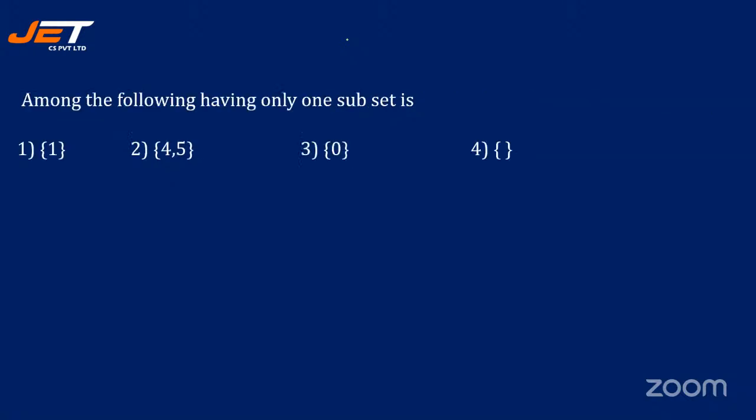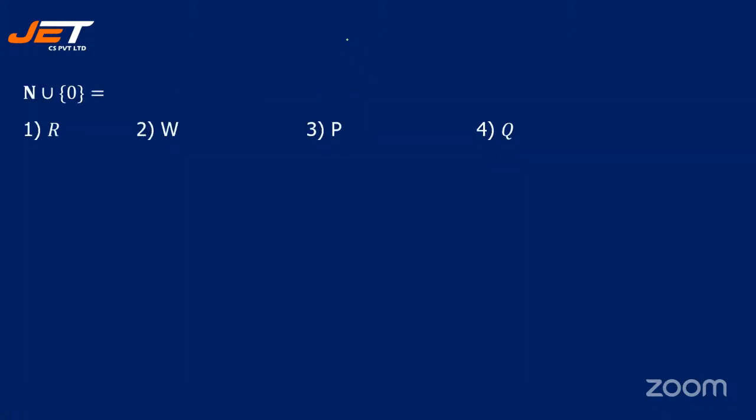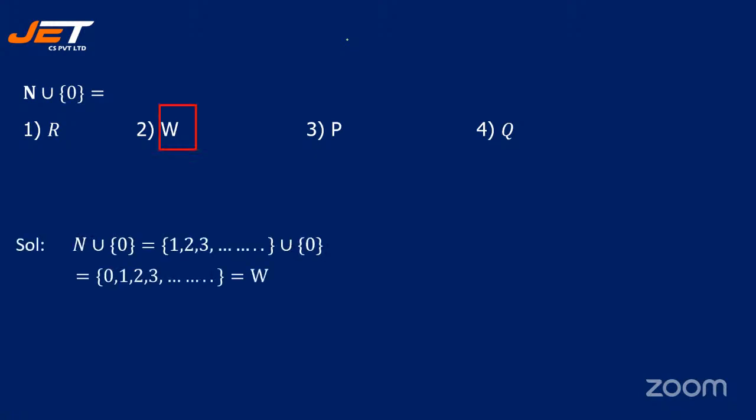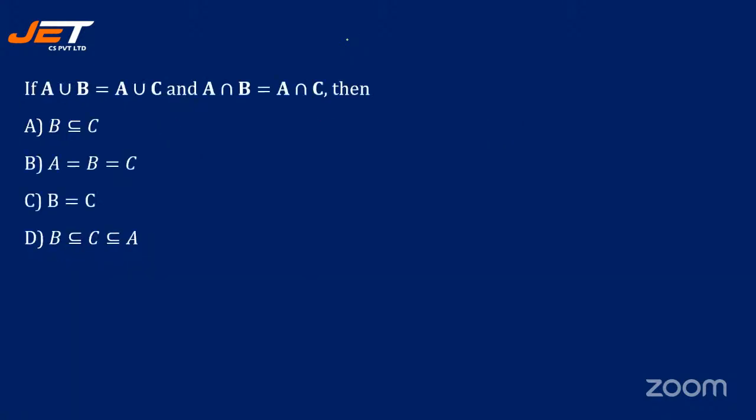Among the following, having only one subset is dash. So you can see here option 4 that only has one subset. All right. See the next question. N union {0} is equal to R, W, P or Q. It must be W, because N union {0} is 0, 1, 2, 3 and so on, which is equal to W. All right, see the next question.